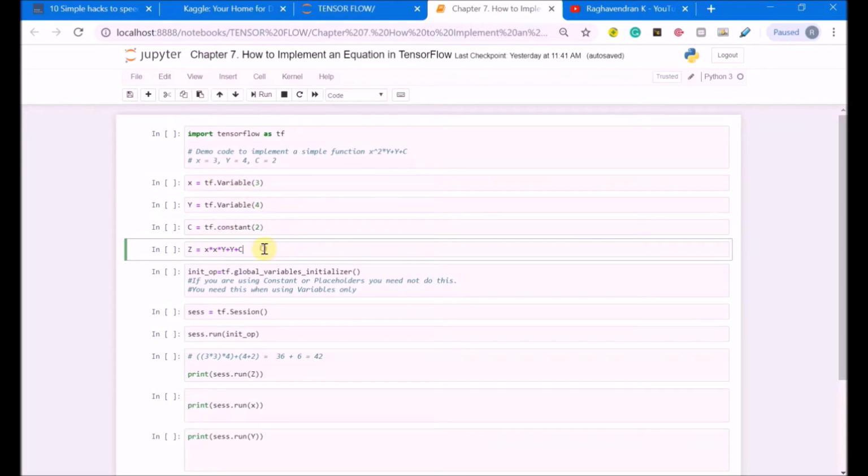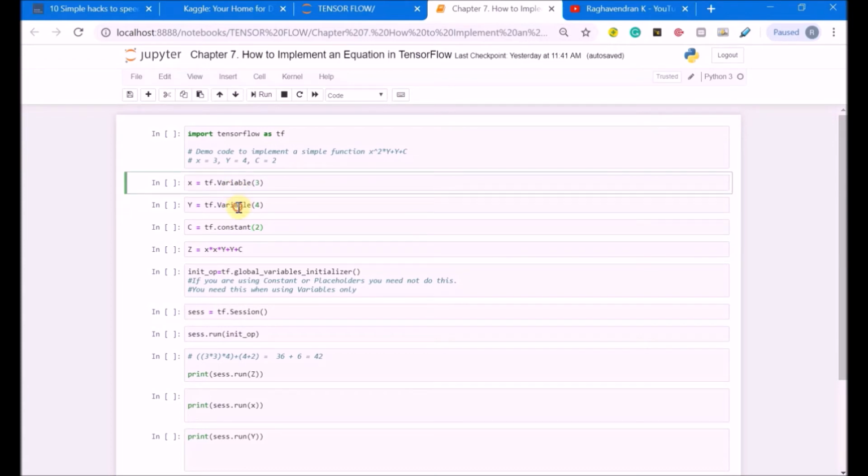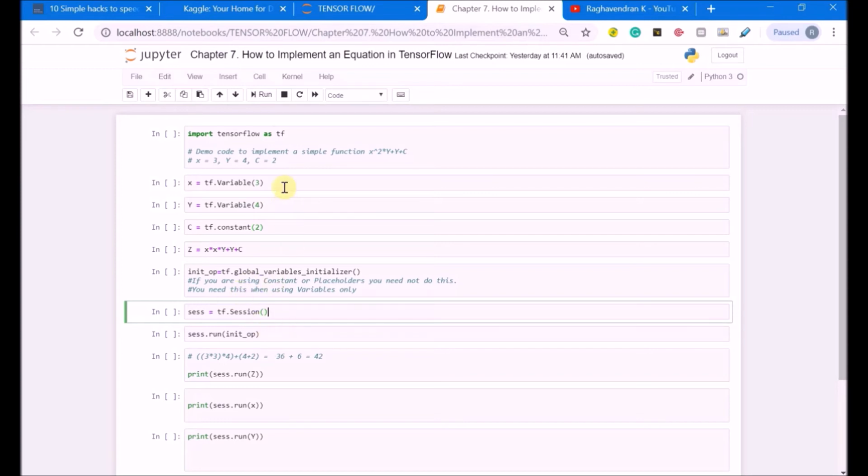After that, we're going to start the equation, initialize it x into y plus c. We're going to store this value inside z. And as you know, whenever we are working with variables, we need to do init underscore op using tf.global_variables_initializer. We're going to start the session. Before that, let's run all of these lines of code.